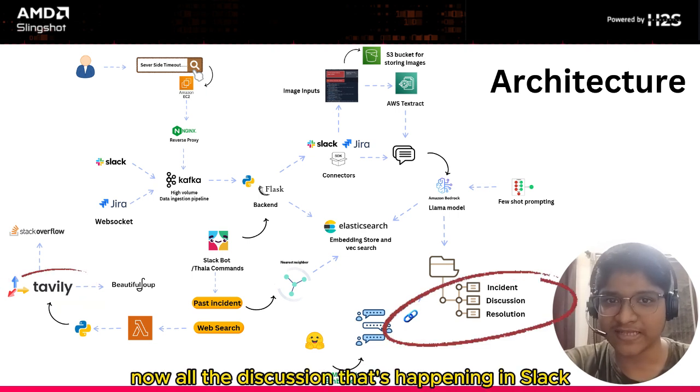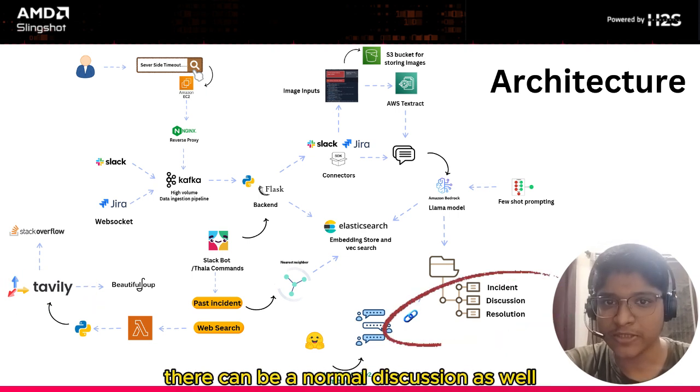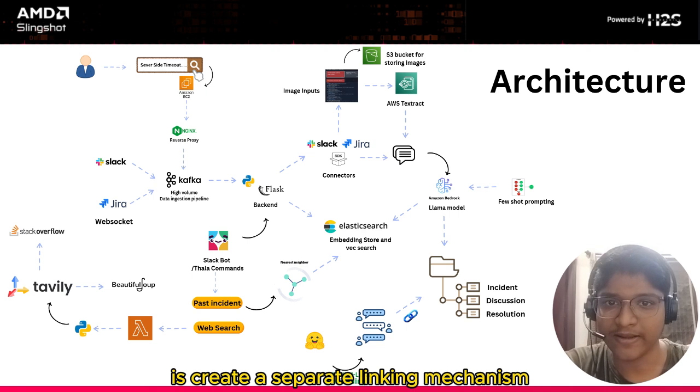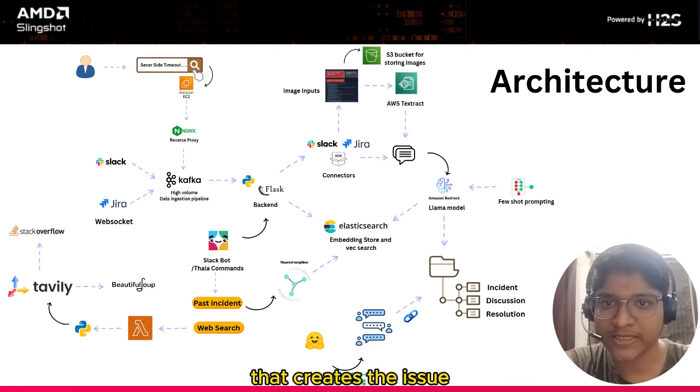Now, not all the discussion that's happening in Slack needs to be an incident. There can be a normal discussion as well. So this ensures that each message that's received via Kafka is going to be checked by this Llama model on whether it's an incident, discussion, or resolution. If it's an incident, it creates a separate linking mechanism that creates the issue, which in turn will be recognized.